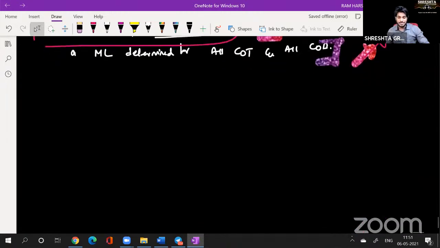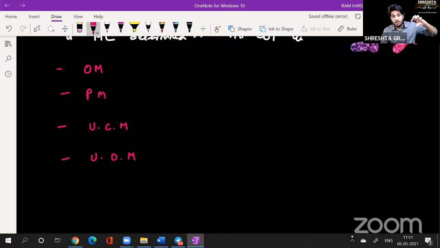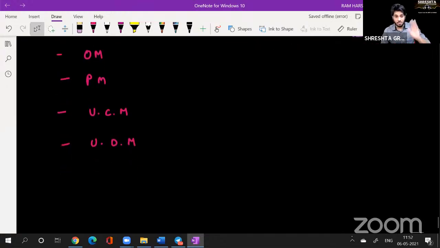Now, if you observe this particular point, you have so many doubts. First of all, what is overall materiality? What is performance materiality? What are uncorrected mistakes? What are undetected mistakes? And you have used the phrase, to reduce the probability of. What is that? So now we'll understand carefully one by one.